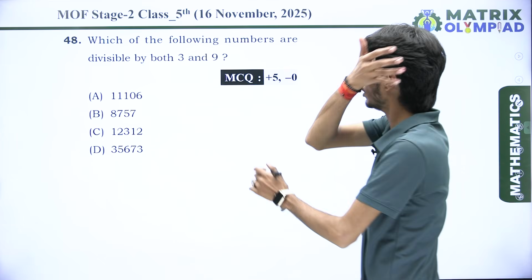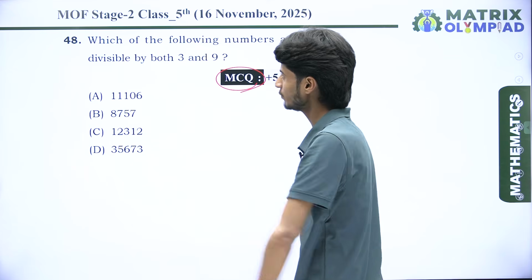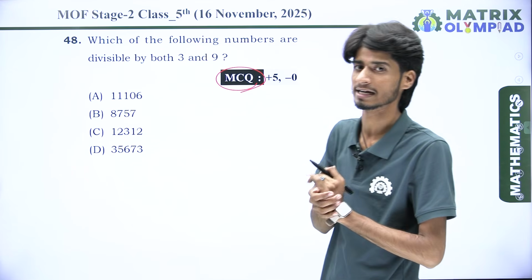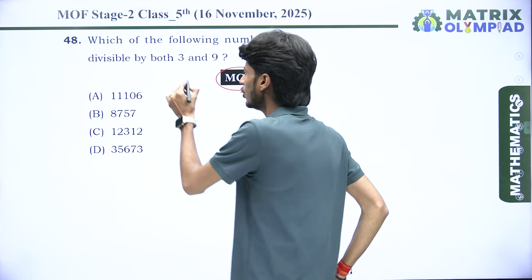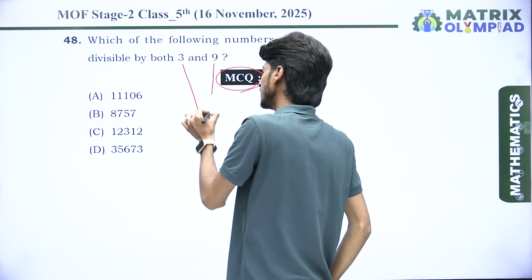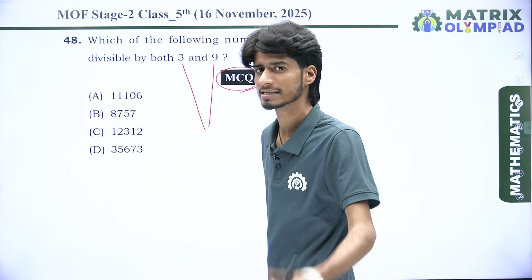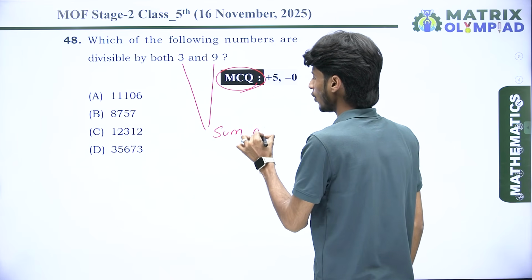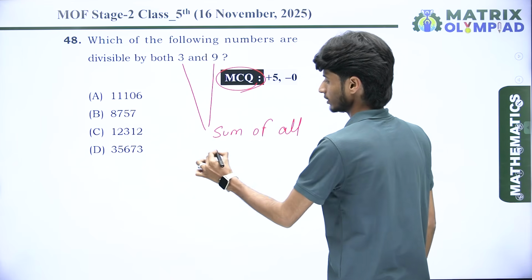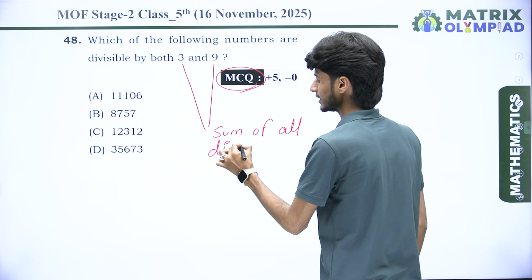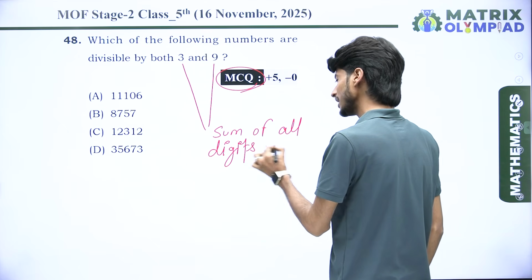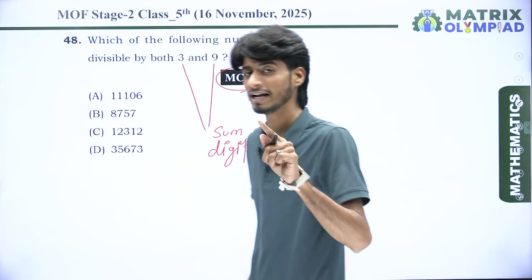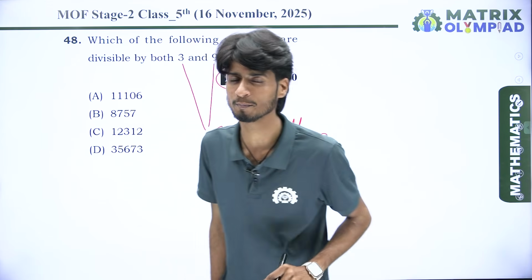Now we are having one more question for MCQ. What does it say? Which of the following numbers are divisible by 3 and 9? Look, what is the divisibility rule for 3 and 9? I guess it is similar for both of them. Whenever the sum of all digits is properly divisible by 3 or 9, yes or no? The number is also divisible by both of them.